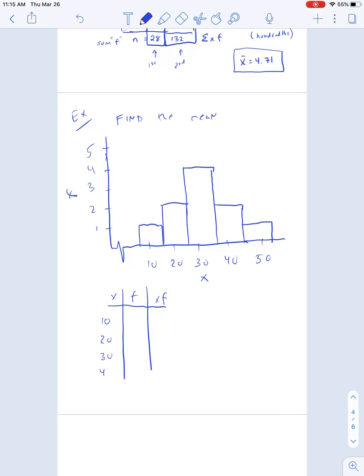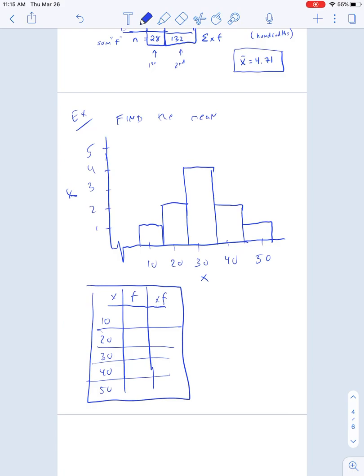So we have 10, 20, 30, 40, and 50. Ten is seen once, 20 twice, 30 four times, 40 twice, 50 once. Now we multiply. 10 times 1 is 10. 20 times 2 is 40. 30 times 4 is 120. 40 times 2 is 80. 50 times 1 is 50.